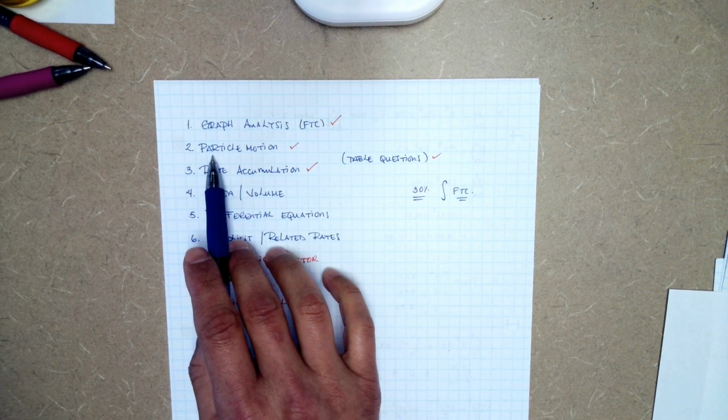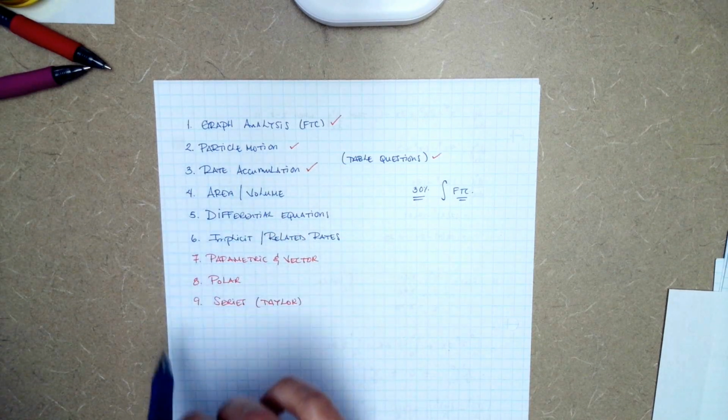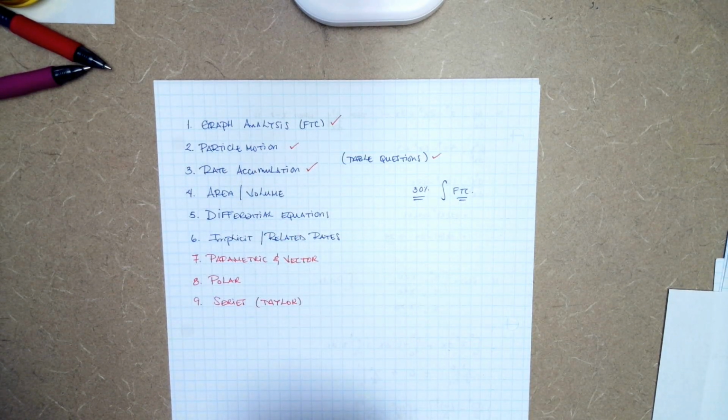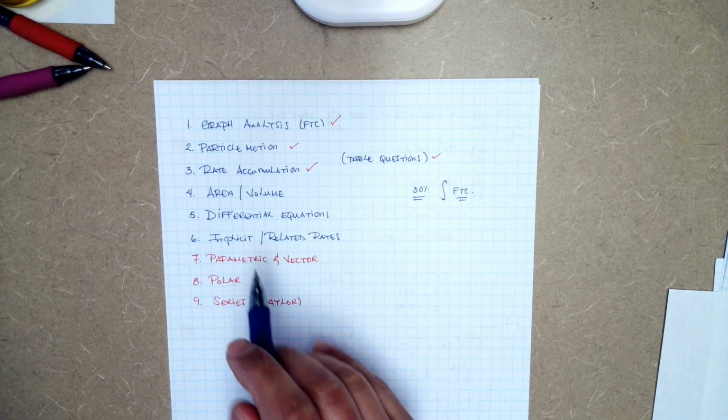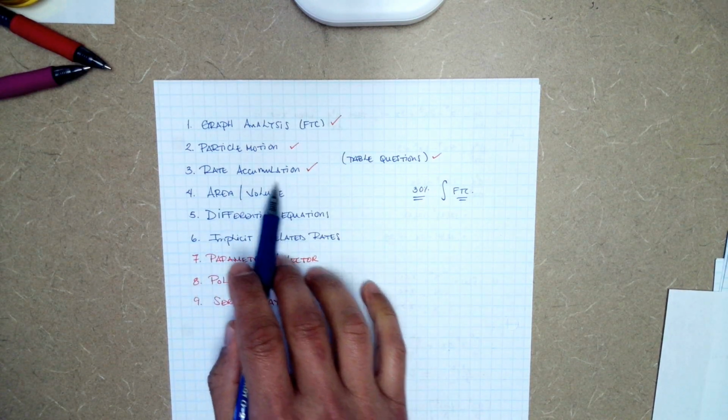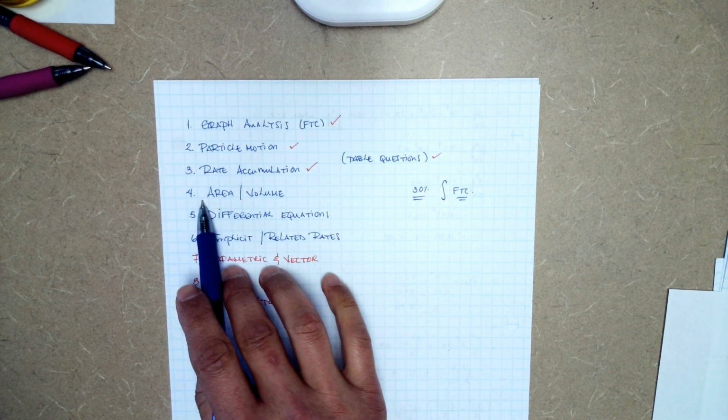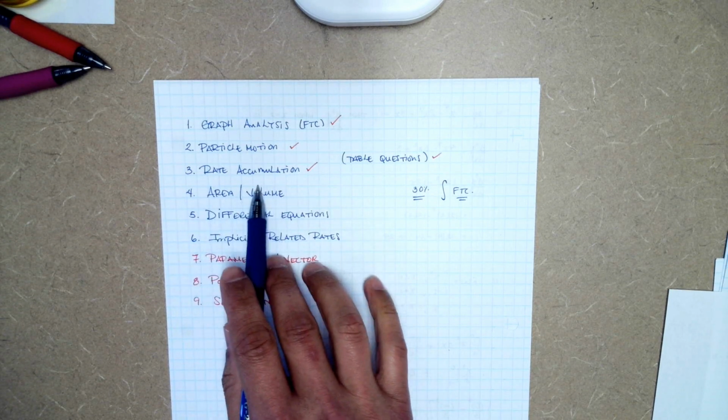You're also going to see particle motion. I see this a lot, I'd say about 90% of the time. And then the other one is area volume. Now, last year, there was no area volume. But this year, I'm pretty sure it's going to be on there.